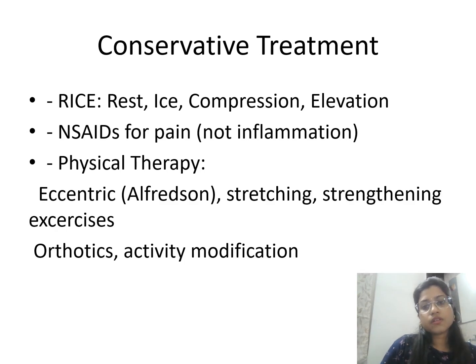Next, coming to the management, it is done by conservative treatment, usually by RICE. RICE is rest, ice, compression, and elevation. Limb elevation reduces the swelling, so decreases the pain. Followed by NSAIDs, usually for pain, followed by physiotherapy. Physiotherapy usually consists of eccentric exercises, known as the Alfredson protocol. Stretching and strengthening exercises, orthotics, and activity modification are also done.